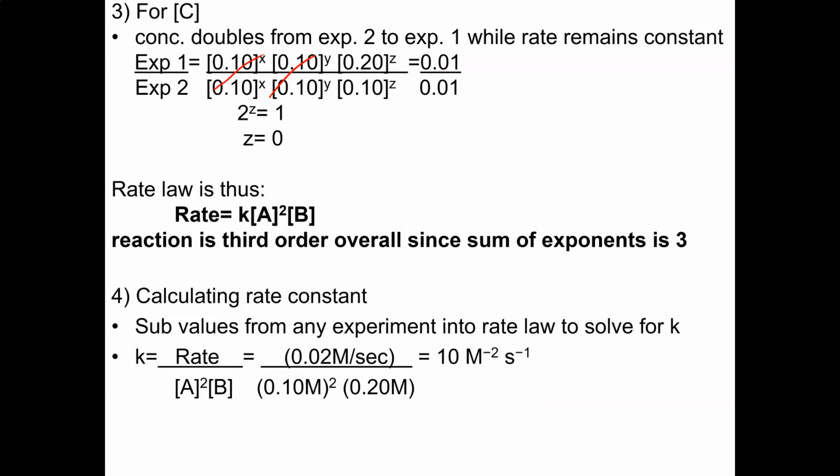So to solve for k, all we're going to do is take any experiment we want. In this situation, I think I took experiment 1, and just plug in the numbers. So I plugged in the rate, I plugged in A to the second, B to the first, did the math, there's my rate constant, which is 10 M to the negative 2 s to the negative 1. So for this, there's a shortcut.